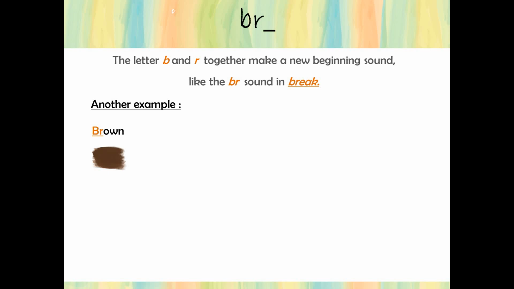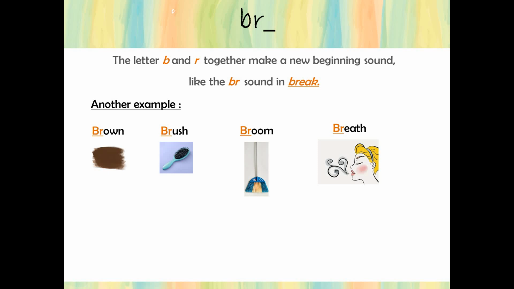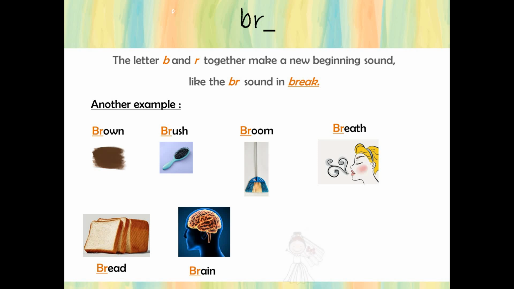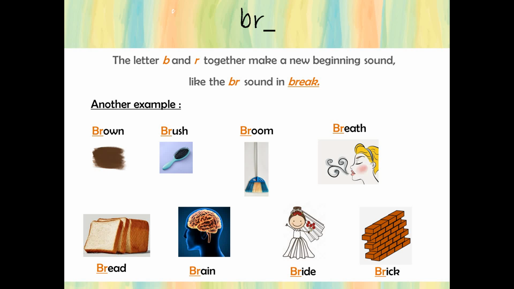For example, the words brown, brush, broom, breathe, bread, brain, bride, and break. So all of these words start with the sound br. The sound br is made up of letter B and R.